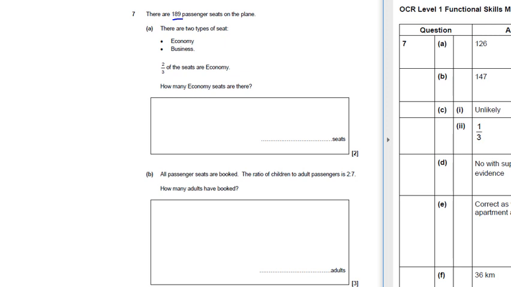There are 189 passenger seats on the plane. There are 2 types of seats, economy and business. Business is the posh seats that nobody can afford unless a company's buying them. 2/3 of the seats are economy. How many seats are in economy? 2/3 times 189. Ask your calculator. Comes out the answer 126.